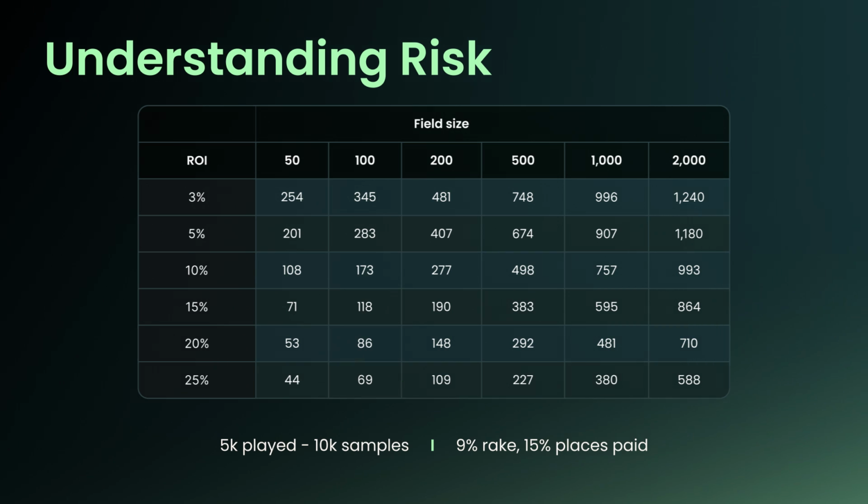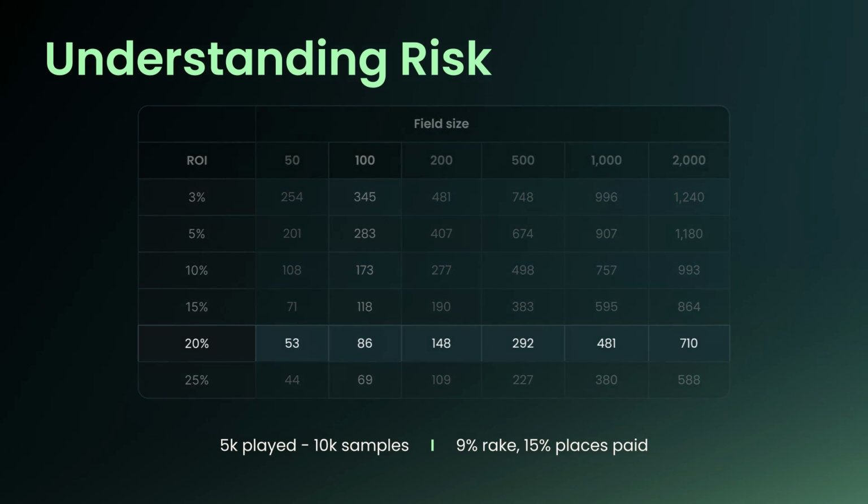Similarly, when we, for example, look at the 20% ROI row, we can see that in a very, very small field tournament with 50 entries, we can get along with 53 buy-ins.